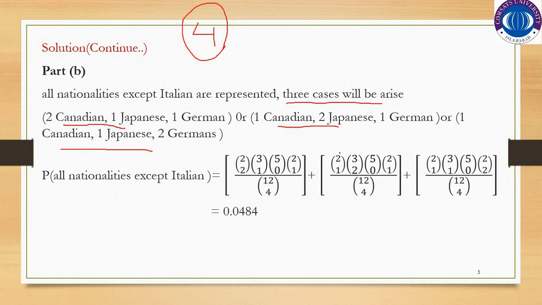Similarly, this is the second case. 1 Canadian, 2 Japanese, 0 Italian, and 1 German. And this one is the third case. 1 Canadian, 1 Japanese, 0 Italian, no one is selected, and 2 German. So by simplifying this, you will get 0.0484. So this is the probability of making the committee of 4 members which is representing all the nationalities except Italian.